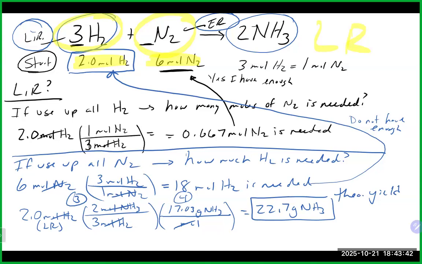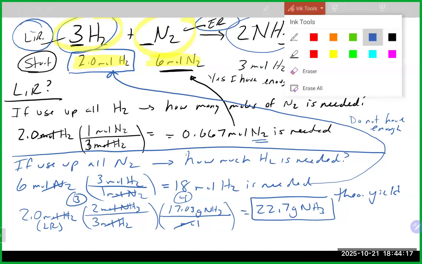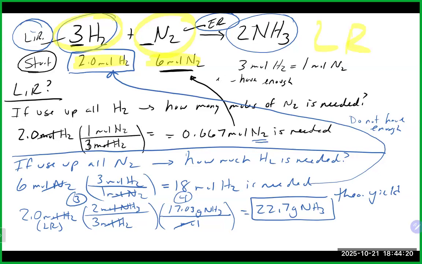Now, another very common question that you're sometimes asked in limiting reagent problems is, how much of your excess reagent do you have left over? So we could also answer that question based on these calculations that we did to determine our limiting reagent. So we already know that the N2 was our excess reagent, and we did this calculation to figure out that to use up the limiting reagent, I need 0.667 moles of it, and I have 6 moles of it to begin with.